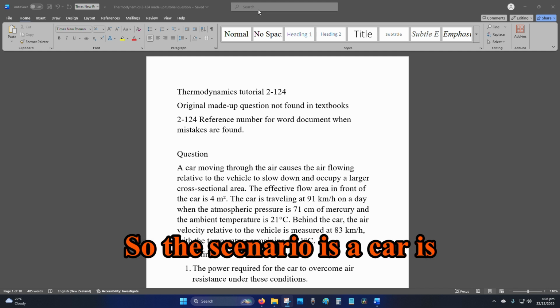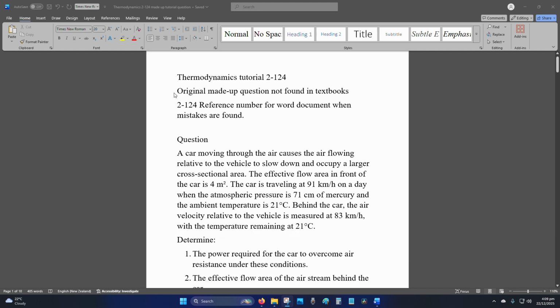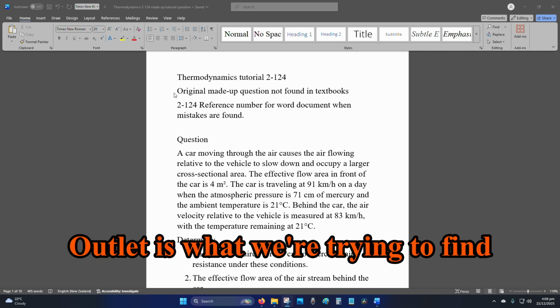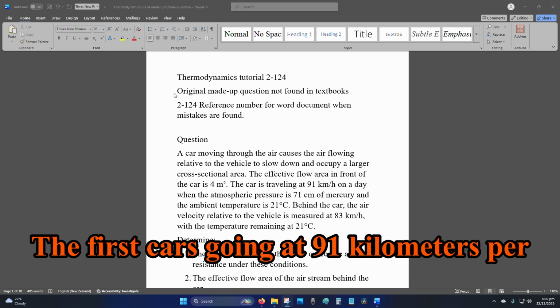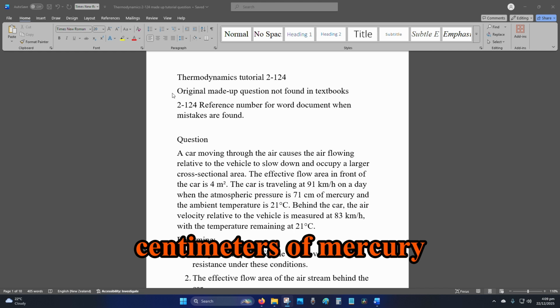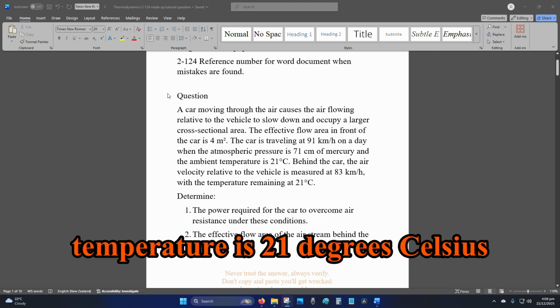So the scenario is a car is going through a tunnel. The inlet area is smaller. The outlet is what we're trying to find. The first car is going at 91 kilometers per hour. The atmospheric pressure is 71 centimeters of mercury. The ambient temperature is 21 degrees Celsius.